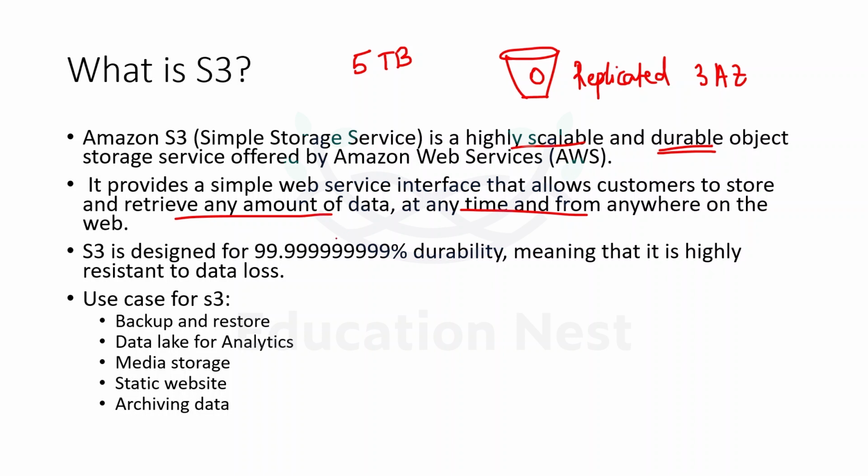The next thing is S3 is designed for 99.999999999% durability, meaning that it is highly resistant to data loss. The chances of losing your data stored on S3 are almost negligible. Your data won't be lost. This is called 11 nines because if you count 1, 2, 3, 4, 5, 6, 7, 8, 9, 10, 11, it is 11 nines of durability.